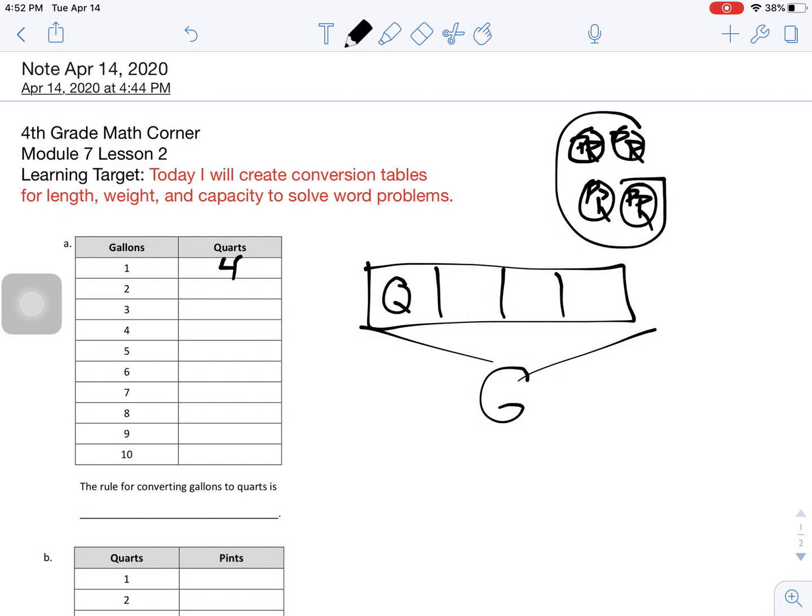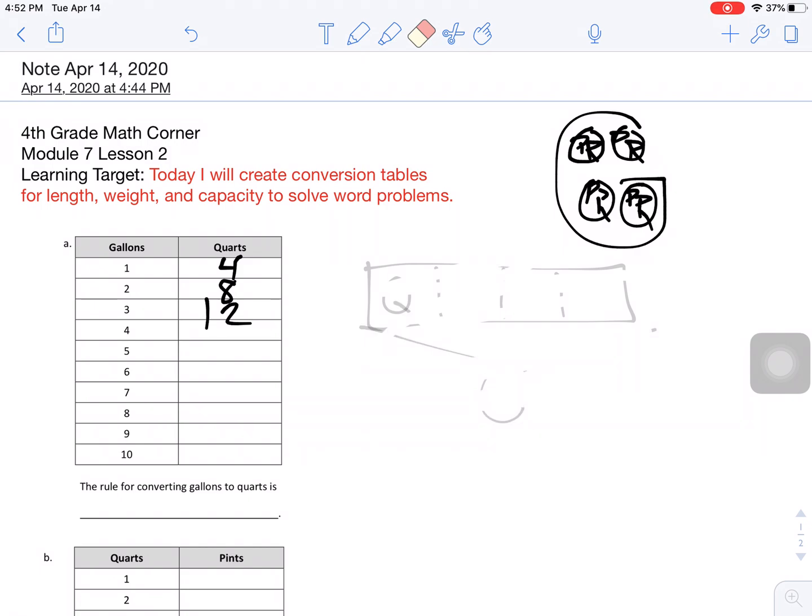And then if I made a copy of that, or did 2 of them, I would do 4 and 4 more, which would be 8. And if I had 3 of them, I would go 4 and then 8, and then 4 more would be 12. If you've noticed a pattern, all I'm doing is adding 4 more each time, and if I'm adding repeatedly the same number, it is multiplication. So the rule for converting gallons is times 4.